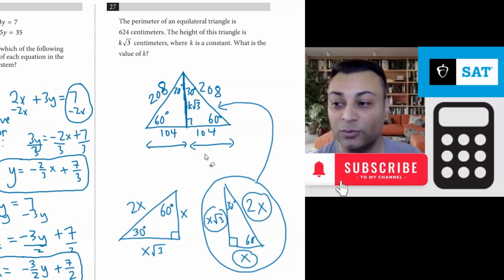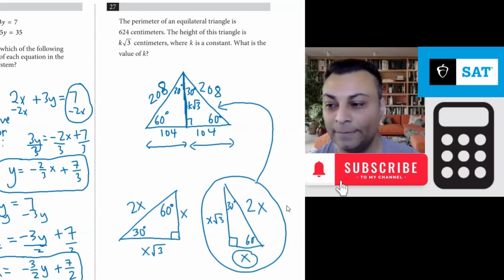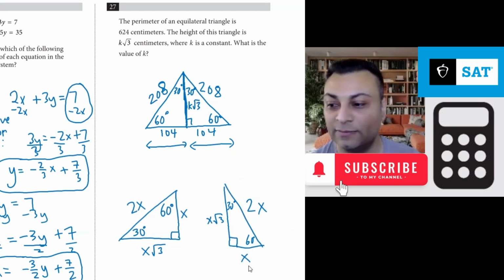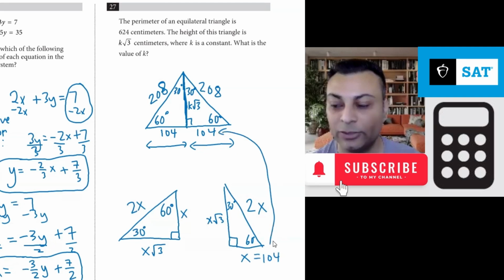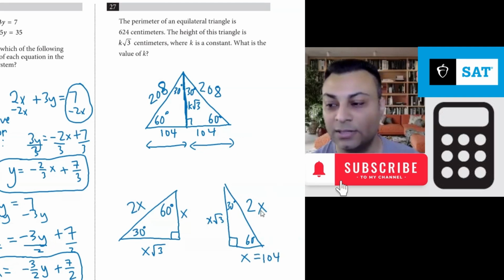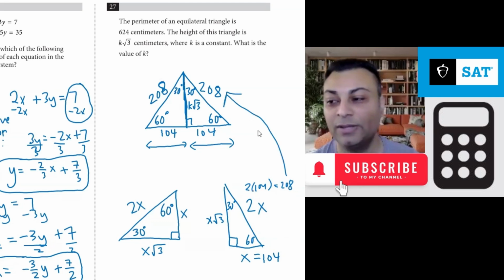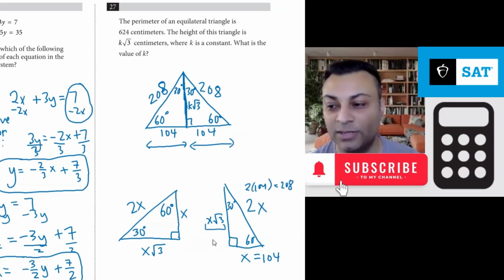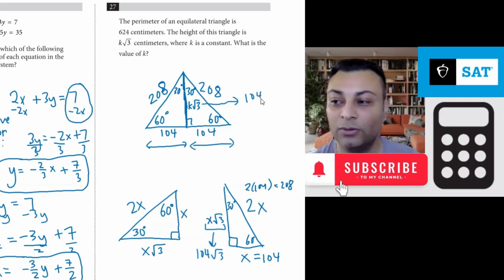So if x were 104, let's clear some stuff out. If this were 104, as our picture seems to suggest, then you would expect this to be 2 times 104, which is 208, which actually matches the picture also. And finally, you would expect this to be 104 times root 3. Okay, so this k root 3 is actually 104 root 3.